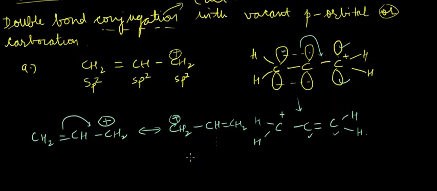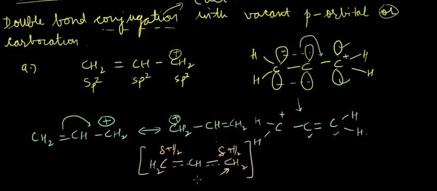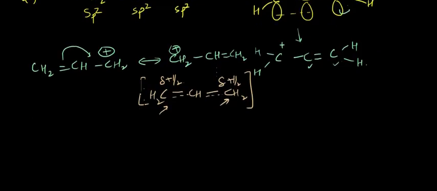Okay, so we can show this resonance hybrid as this, which has a partial positive charge and this has a partial positive charge. So we are showing the delta plus half on the extreme carbon atoms. Okay, so let us look into some more examples of the same. This was the first example. Now the second example, we have something like this.